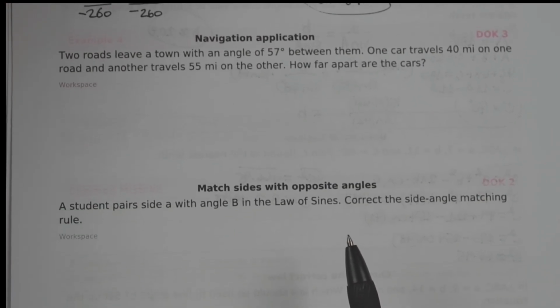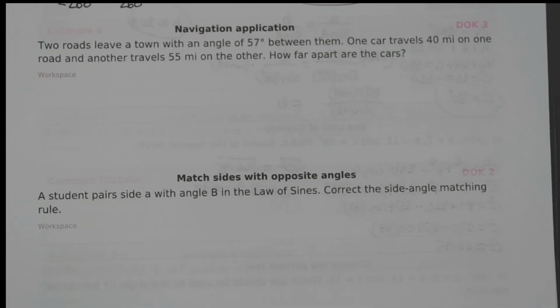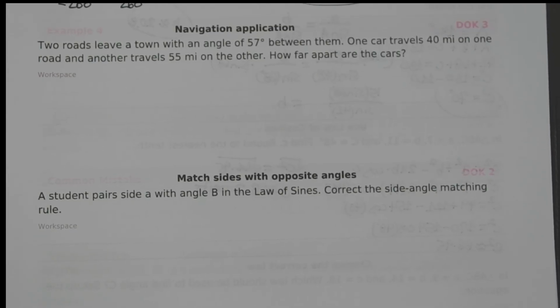Let's look at the problem below, example number 4. It's a navigation problem. Two roads leave a town with an angle of 57 degrees between them. One car travels 40 miles an hour on one road and another 55 miles an hour on another road. How far apart are these two cars? So the two roads form the sides of the angle, right? Because they meet. And the distance between the cars is essentially the third side, right?